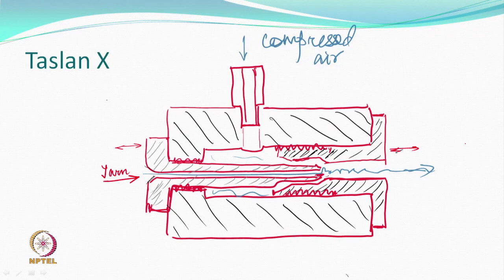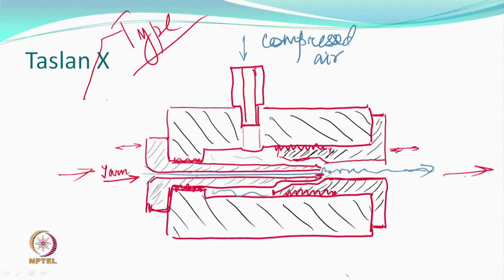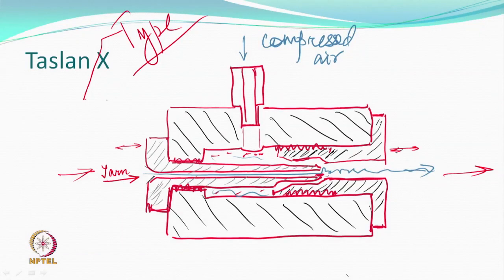The next version, which we call Taslan 10, or shall we say type 10 jet, some order has been changed here. What has been changed? Now the air is coming from a different direction, and the yarn is entering in this direction and exiting this way. So, the nozzle direction is there, in the same direction the yarn is moving, while the air is coming from almost right angles. It comes and gets into the chamber all across, then goes like this, and somewhere here they meet, the yarn and the air.